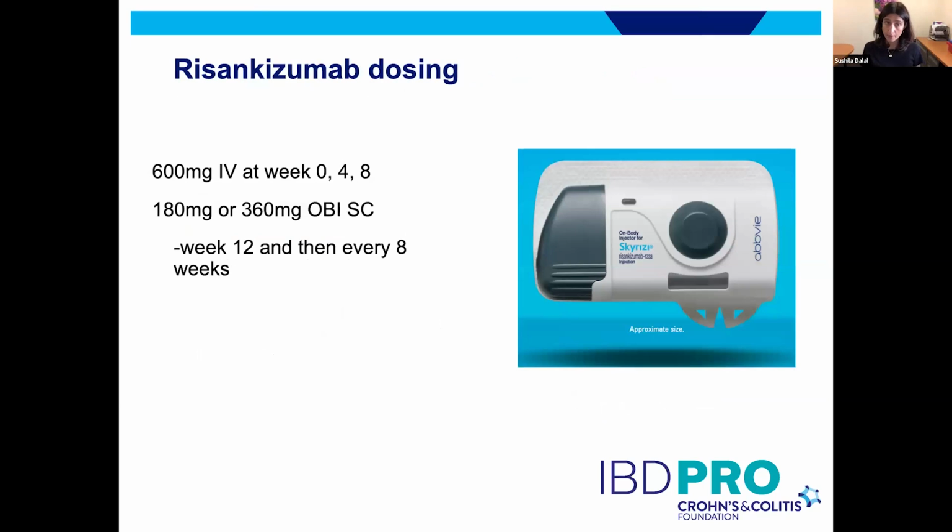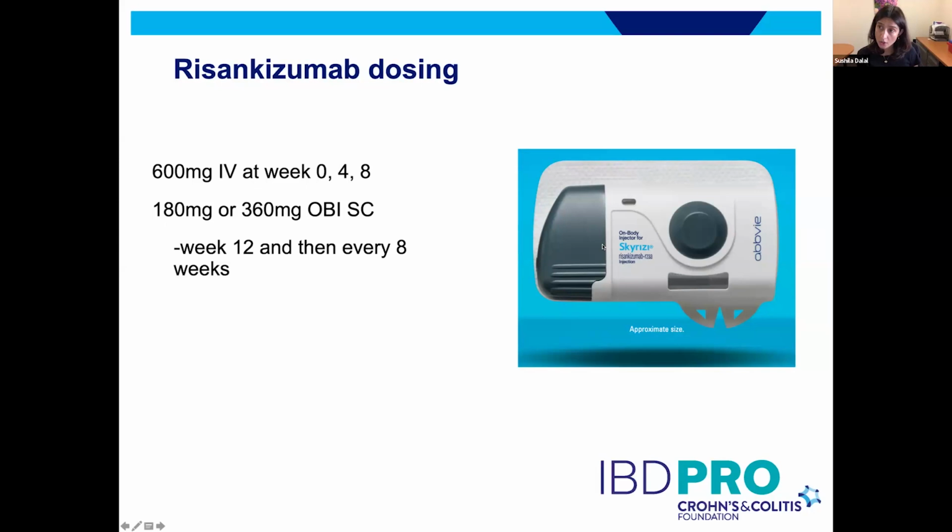We're going to talk a little bit more about risankizumab, or Skyrizi. This has a unique delivery mechanism. It's 3 IV infusions at weeks 0, 4, and 8. And then maintenance is with this on-body injector. This is the only medication that we have that has this particular device. The maintenance doses that are approved are either 180 or 360.